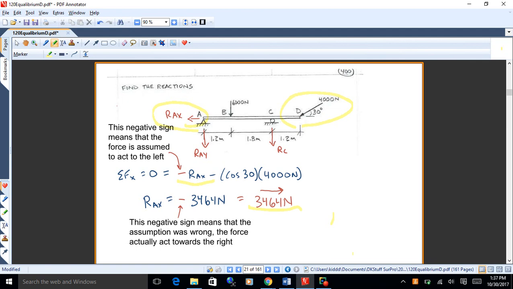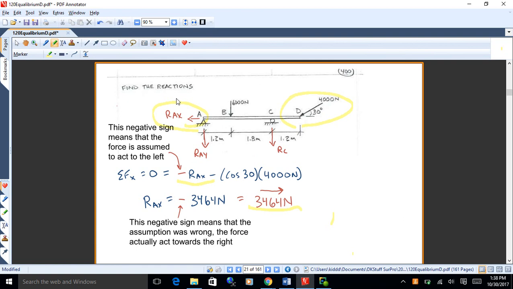okay? So the signs that go in indicate the direction you assume. The signs you get out tell you whether your assumption was right or not, okay? So that's the deal with that. It's really not a big deal which way you assume these things act as long as they're on the proper line. It is a big deal if you don't assume the proper line, you know, up or down.